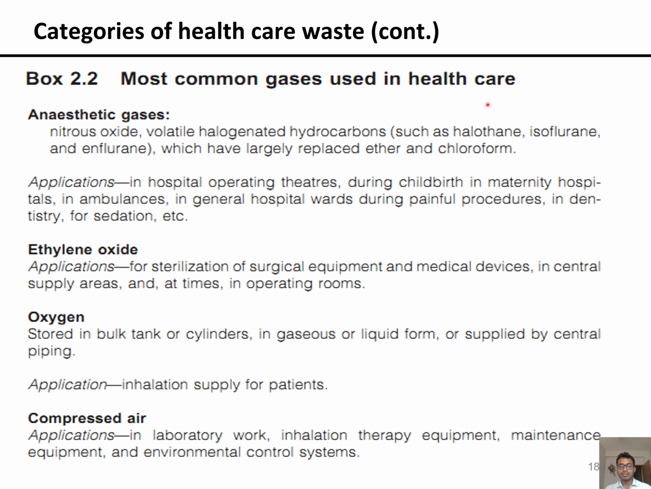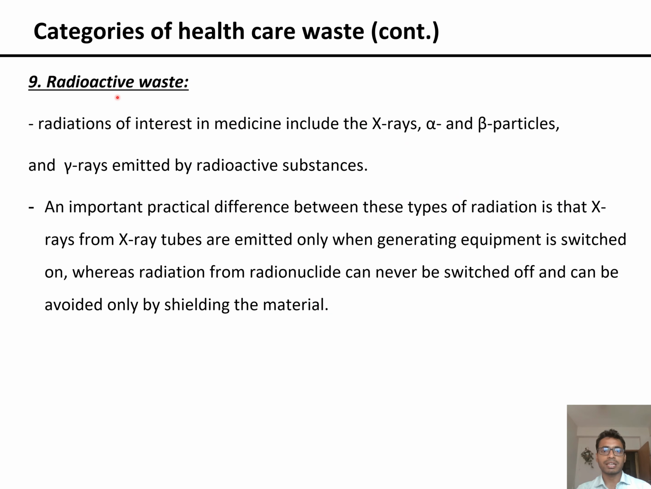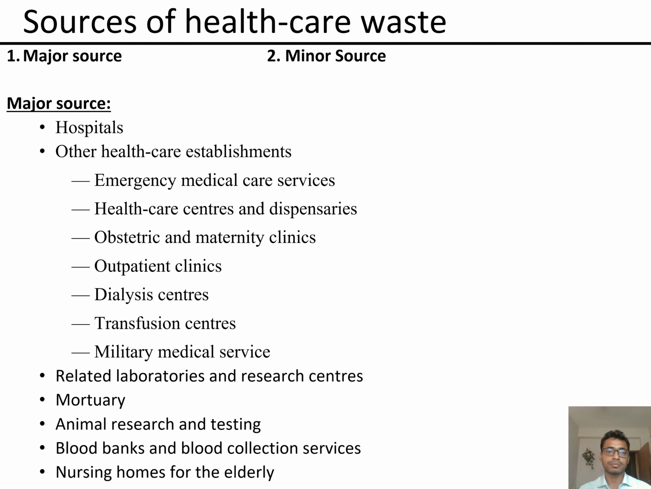The most common gases used in healthcare are anesthetic gases, ethylene oxide, oxygen, compressed air, then radioactive waste. Radiations of interest in medicine include X-ray, alpha and beta particles, and gamma rays emitted by radioactive substances. An important practical difference between these types of radiation is that X-rays from X-ray tubes are emitted only when the generating equipment is switched on, whereas radiation from a radionuclide can never be switched off and can be avoided only by shielding the materials.